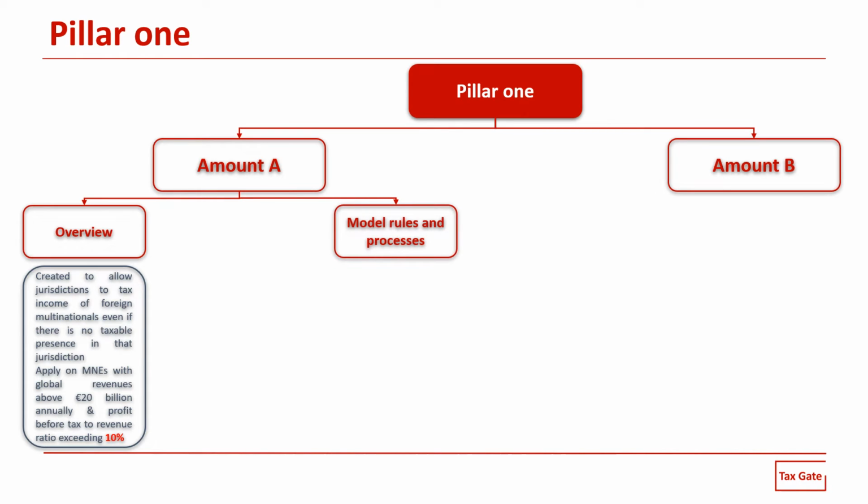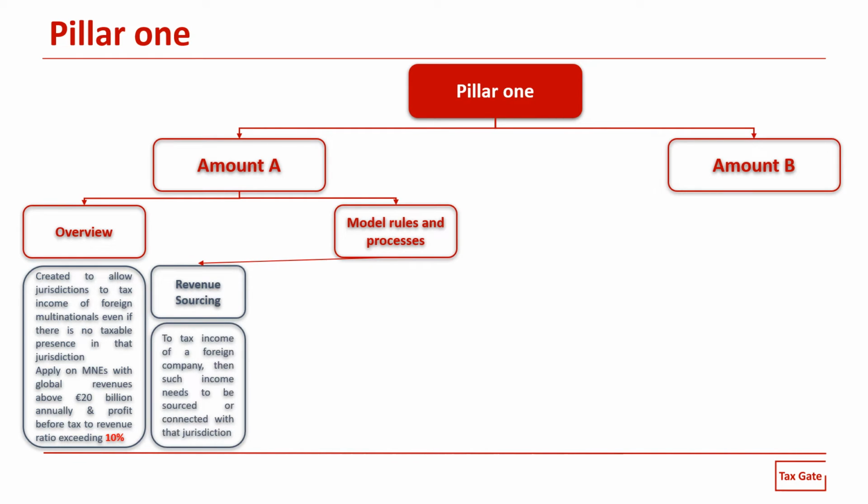Revenue sourcing. In order for a jurisdiction to have the right to tax the income of a foreign company, such income needs to be sourced and connected with that jurisdiction. So, Amount A profits would be reallocated to market jurisdictions based on the share of revenue sourced from those jurisdictions. And here we should highlight that specific indicators would be in place to be considered as the basis to source such revenues. And also each type of revenue would have its own sourcing rules.